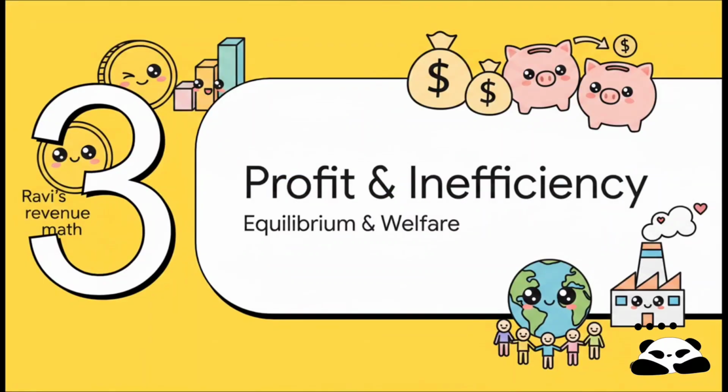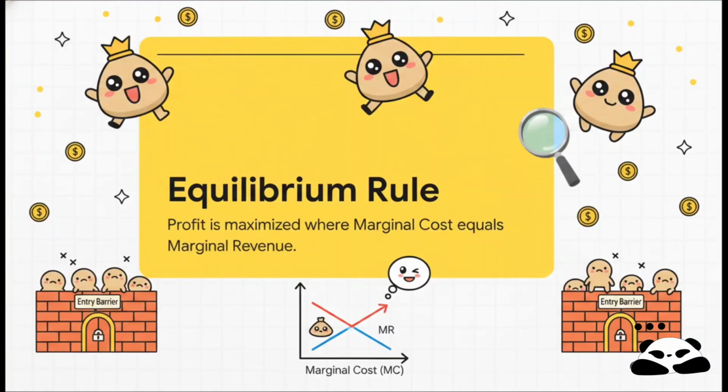All right, section 3, profit maximization and inefficiency. So, now that we understand Ravi's revenue math, let's figure out how he actually maximizes his profits. The foundational rule of equilibrium? That doesn't change here. Just like in other market structures, Ravi is going to find his profit maximizing sweet spot at the exact point where marginal cost equals marginal revenue. And because of those strict barriers to entry keeping pesky competitors out, a monopoly can actually keep earning these profits even in the long run.